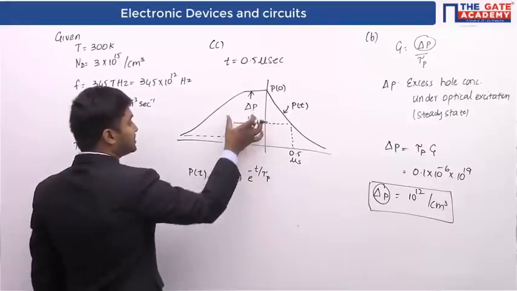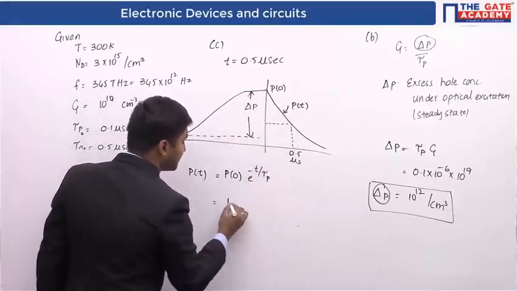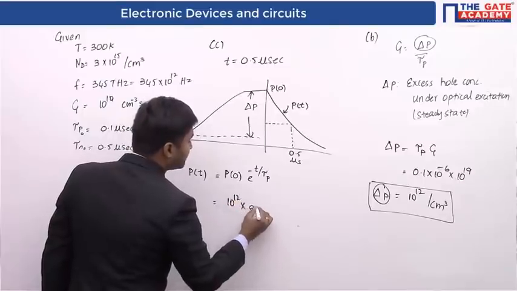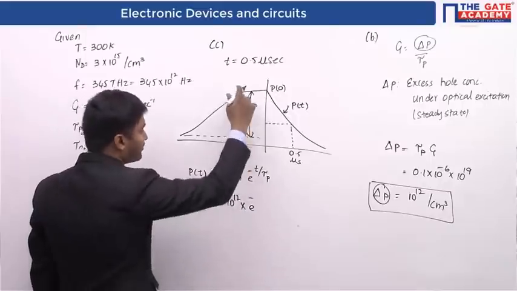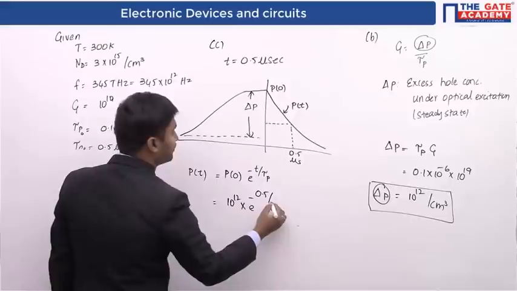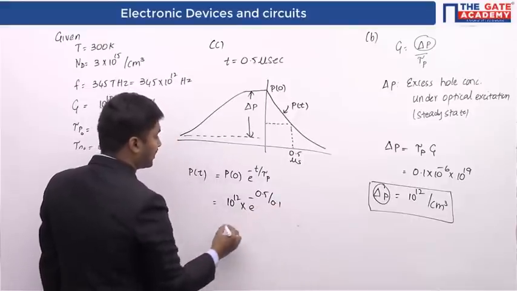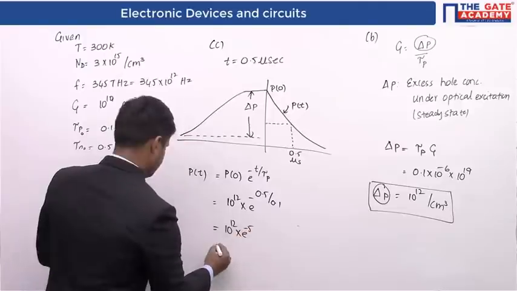Now we can consider P of 0 to be almost equal to the value of del P, which is 10 power 12 multiplied by e power minus t by tau p. What is the value of t? t is going to be 0.5 microseconds, divided by tau p. Tau p is nothing but 0.1 microseconds. So micro and micro get cancelled out. You're going to have 10 power 12 into e power minus 5.